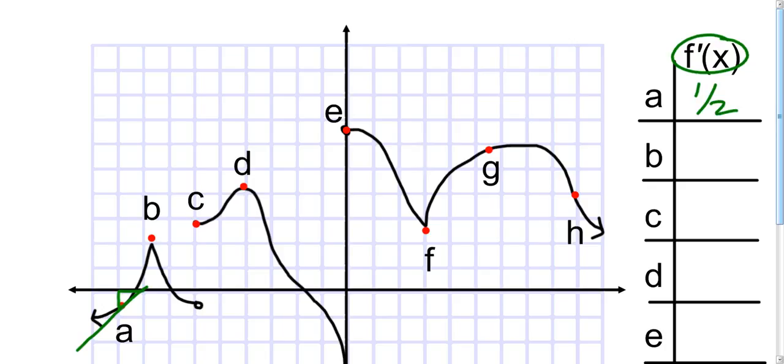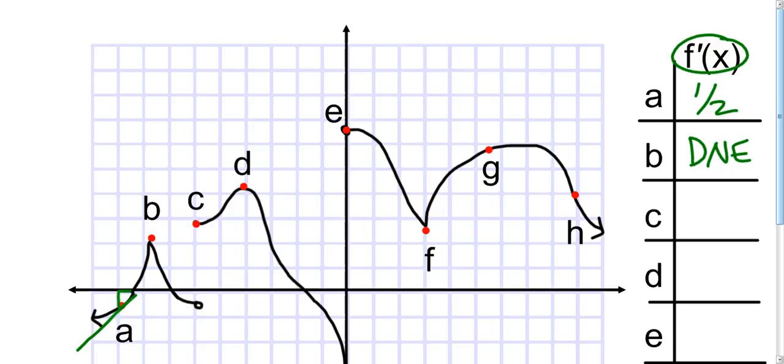At point B, since these two lines come to a point right there, it's called a cusp. And there is no definable slope right there, and so the derivative actually doesn't exist at point B. So I'm just going to write DNE for does not exist.